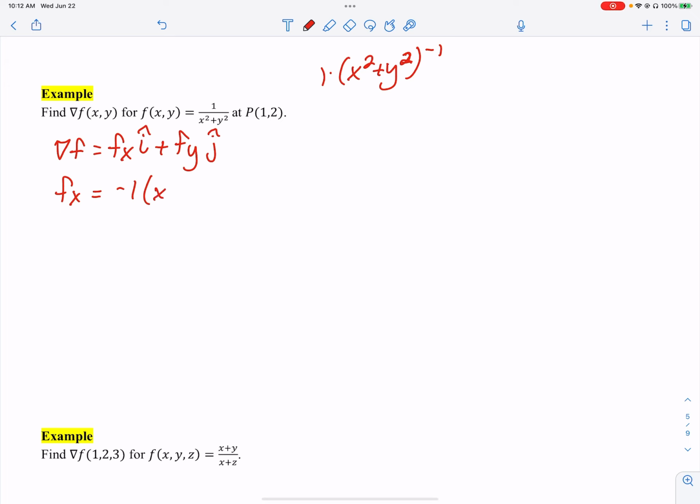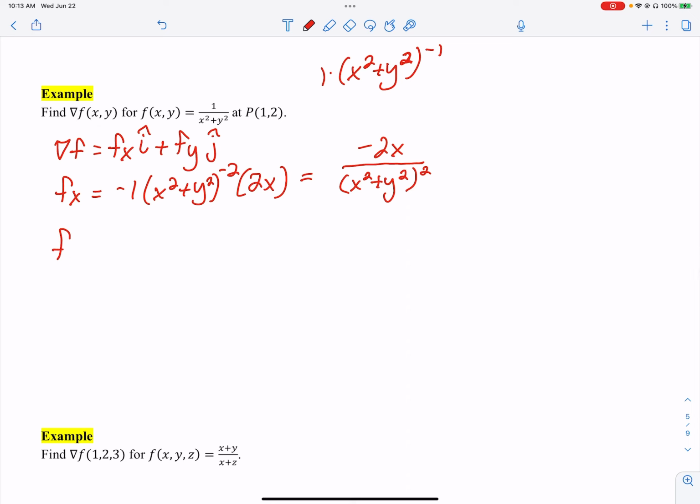-1 comes down, x squared plus y squared goes down to a -2, and then times the partial of the inside with respect to x, which is 2x. So we get -2x over x squared plus y squared, squared. Now the partial of y, same idea. If you notice, nothing on that formula looks different. We call this symmetric. And what this means is I'm just going to get that same thing, but a y on top. If you don't believe me, go ahead and work it out.